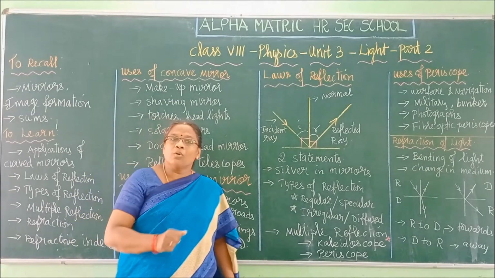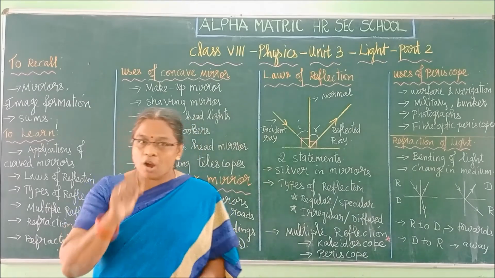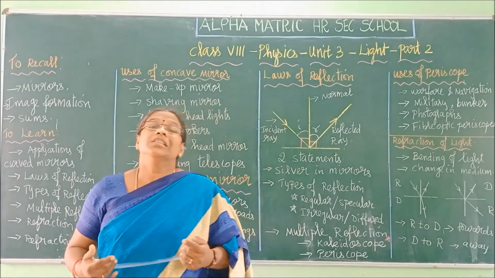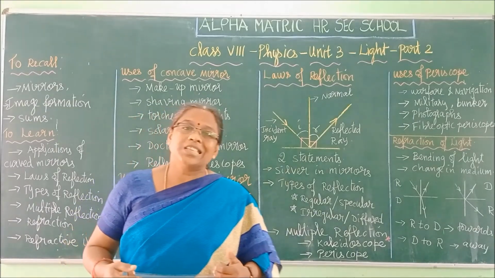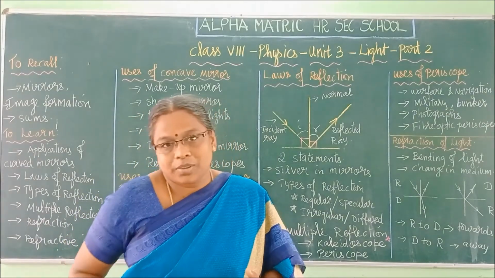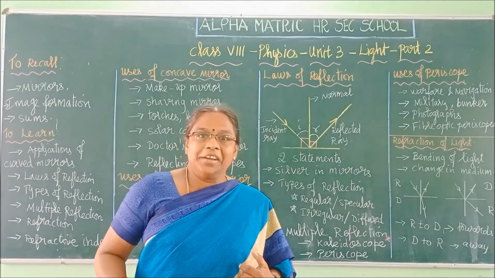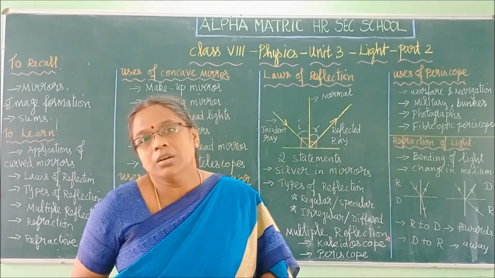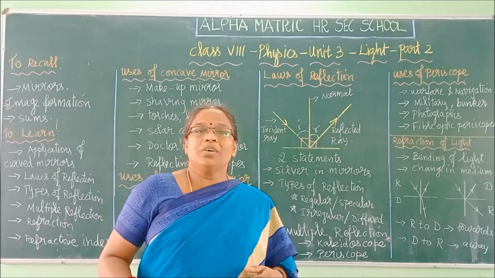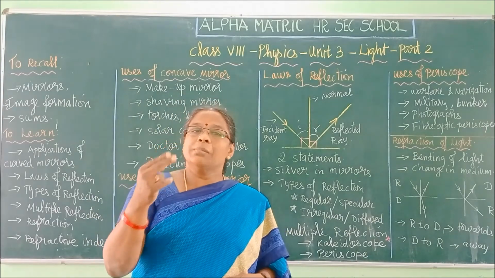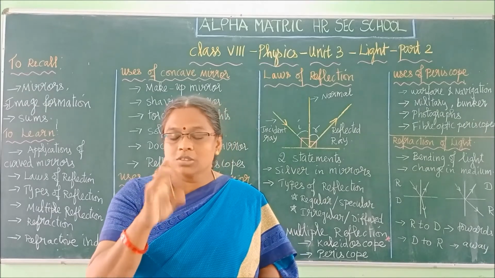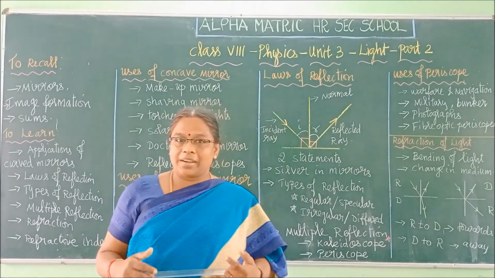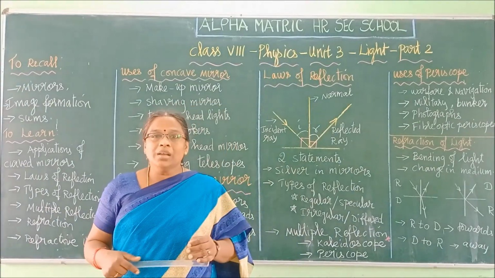Before this, I told you about that formula. Box that formula in your book. The number of images formed is equal to 360 degrees by theta, minus 1, which would have been given in your book. So it is 360 degrees divided by the angle. Initially I had kept 90 degrees. So what is the formula?